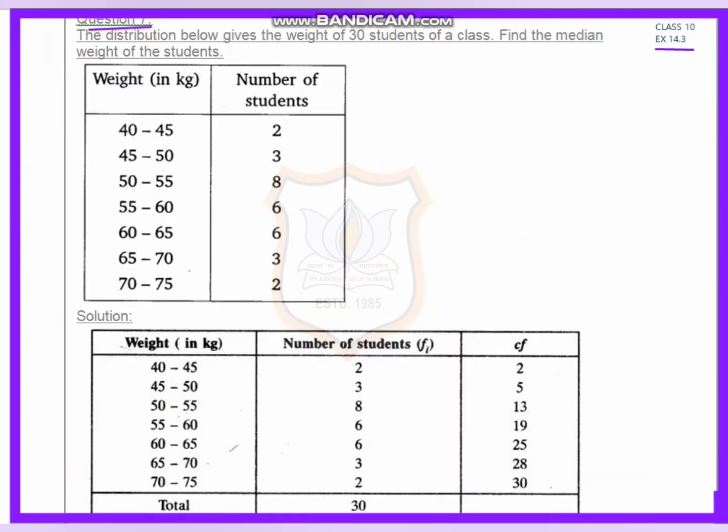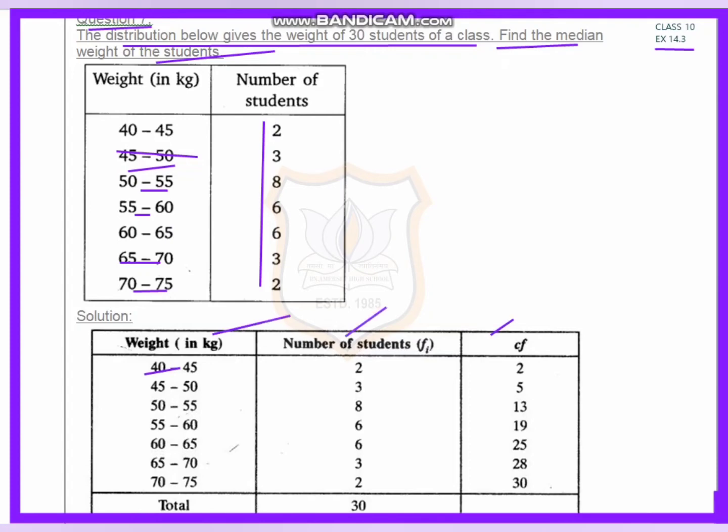Next question is question number 7. The distribution below gives the weight of 30 students of a class. We have to find the median of the weight. The weight has different classes as given in the question, and the number of students is as given below. First, we have to make a table with three columns. In the first we put weight, in the second frequency, and in the third cumulative frequency. In the first, 2 stays as it is, then 2 plus 3 is 5, and in the third we add the first three terms.